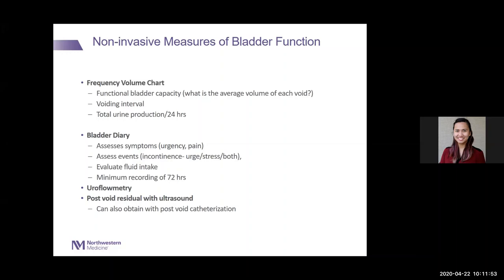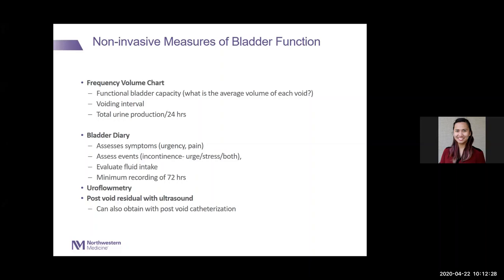So you can get a lot of good information from just a frequency volume chart, which just has a patient measure how much they're going, how often they're going, and what their voiding interval is. It also allows you to evaluate their urine production for 24 hours. If you want to get a little more detailed, you can do what's called a bladder diary, where you can assess symptoms as well. That tells you whether they have an urge, whether the leakage happened, and whether there's stress. You record their fluid intake, and you really want 3 days of recordings to help you figure out what's an average day.